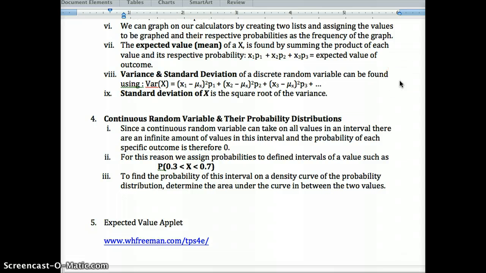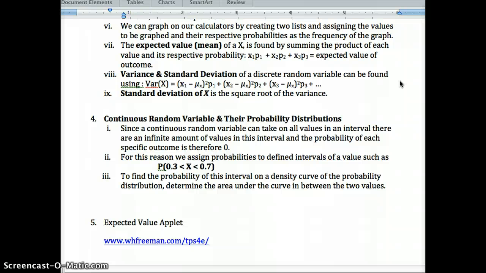Since a continuous variable takes on an infinite number of values in an interval, because there's an infinite amount of values between 1 and 2, meaning you could have 1.0000001. You could go on like that forever, and you could spend the rest of your life writing down numbers between 1 and 2 without ever writing down all the numbers. So essentially the probability of each outcome is 0, because there's an infinite number of outcomes.